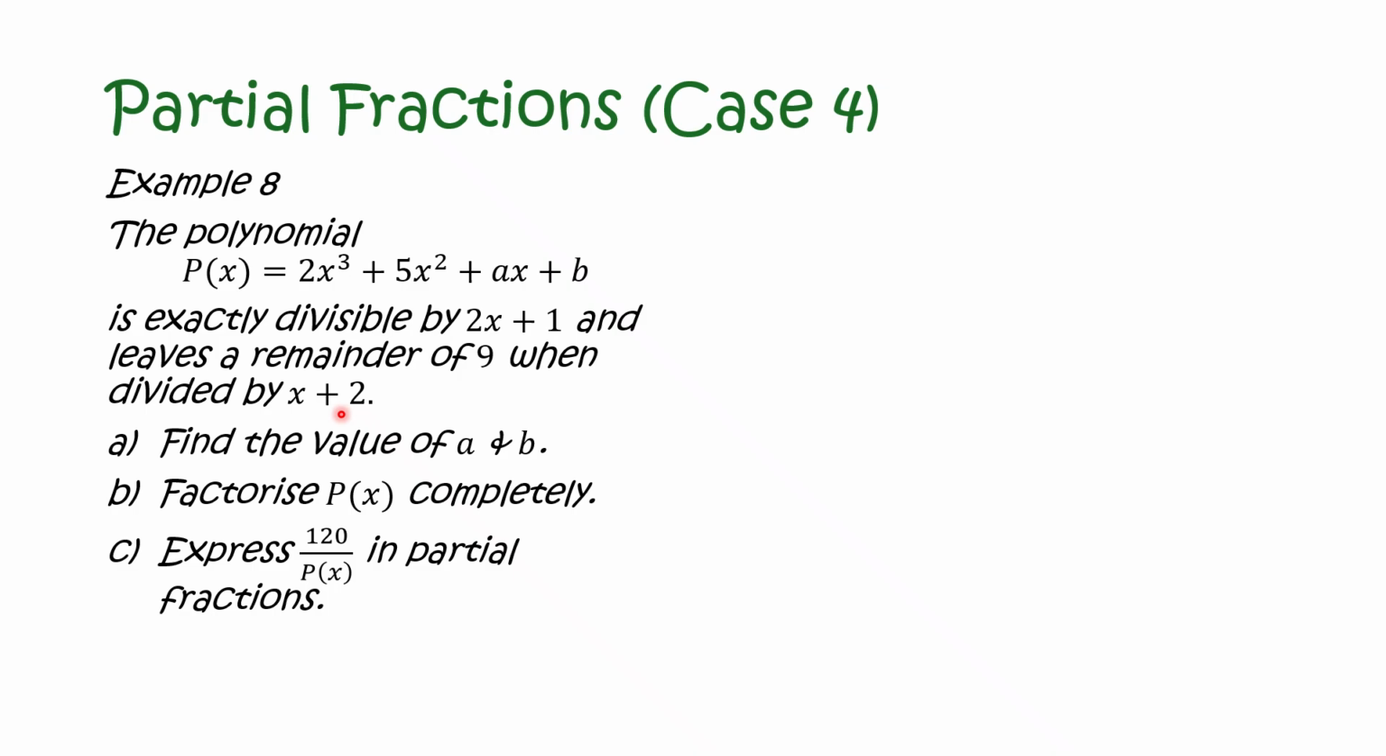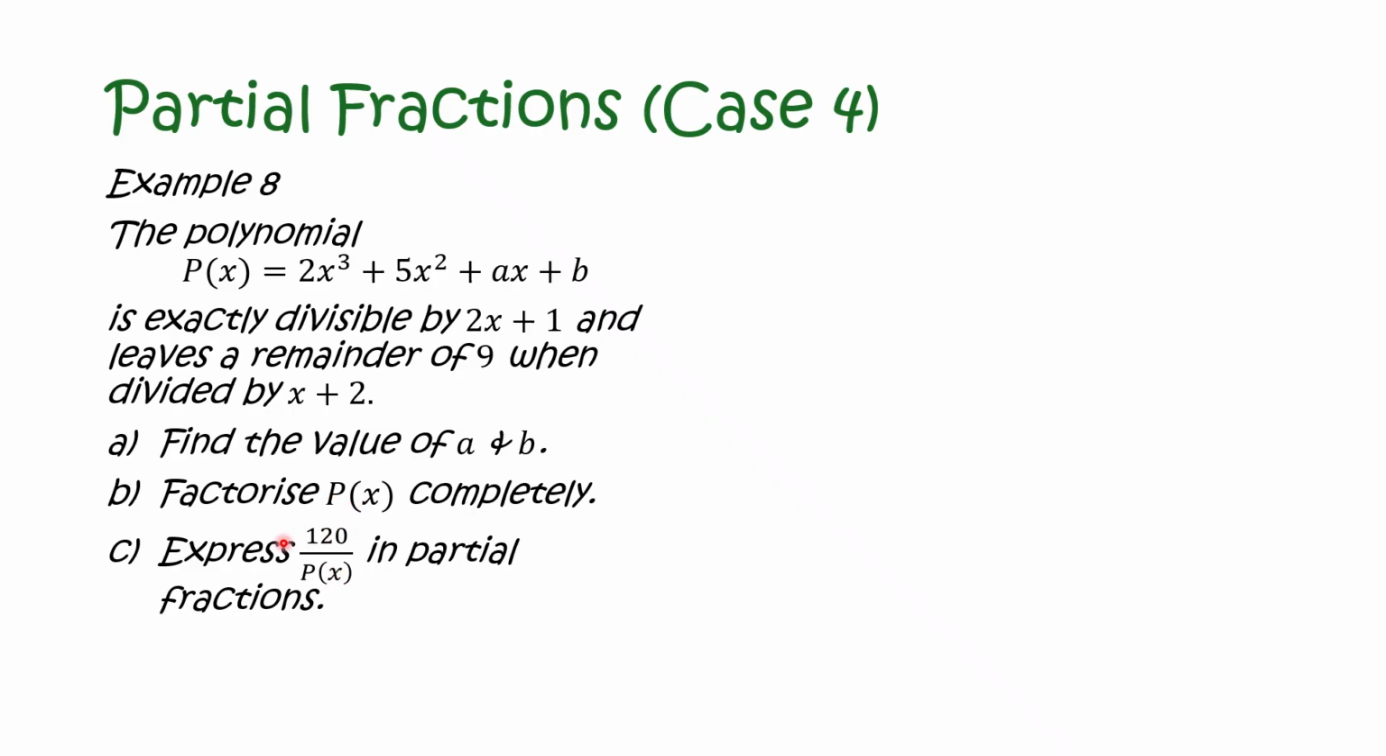Then we are told that this polynomial p of x is exactly divisible by 2x plus 1 and leaves a remainder of 9 when divided by x plus 2. Now recall, one is a factor and the other is a divisor. Recall from our previous videos on division of polynomials, and I encourage you to check out these videos because we talk a lot about such terminology.